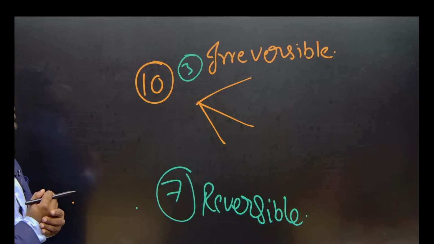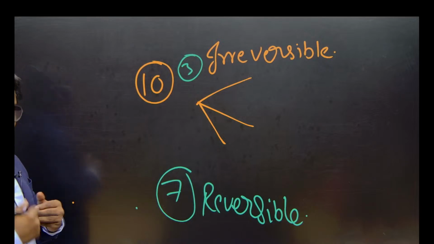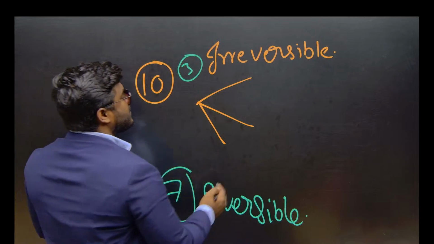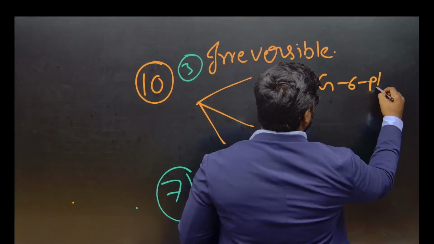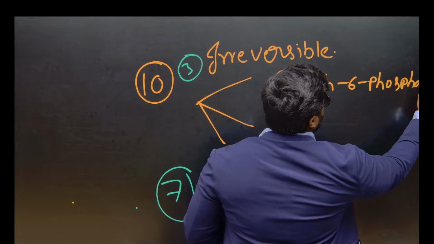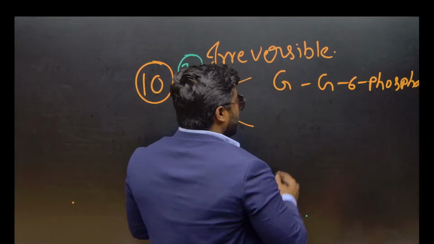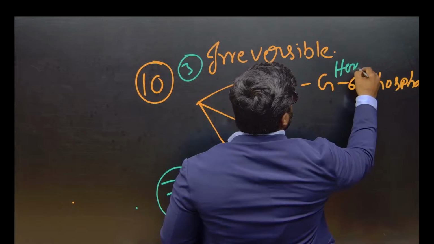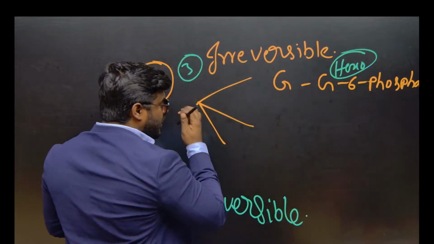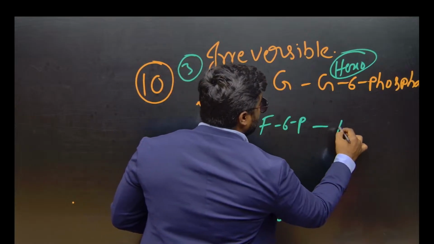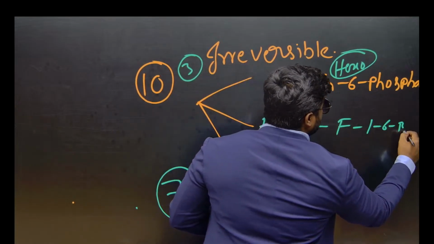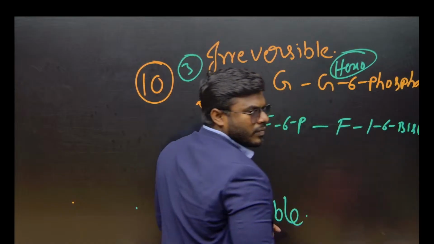Now, what are those irreversible reactions? Why do we call them irreversible? What's the first step? Glucose to glucose 6-phosphate. Very good. Catalyzed by which enzyme? Hexokinase. Very good. Third step, fructose 6-phosphate to fructose 1,6-bisphosphate.